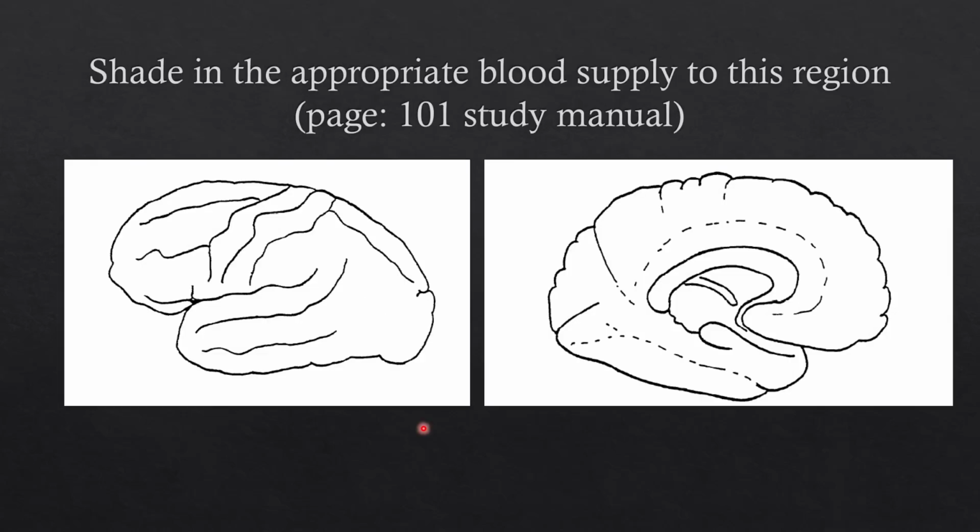So this is also an image from your book, study manual, page 101. You have the lateral and the medial surfaces. I want you to have a go at shading in the area of blood supply to the lateral and the medial surfaces of the brain. So for example, you're looking at the lateral surface here. Have a think about what is the branch or the major blood supply to this region, and try to shade in appropriately, and try to use the same color coding for both the medial and the lateral view.